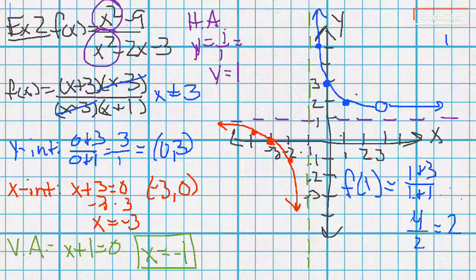Now we're not done with this lesson on rational functions, but I'm going to save the last topic and our last example for our next video, because this was a lot for one video. We'll talk about slant asymptotes in our next video.